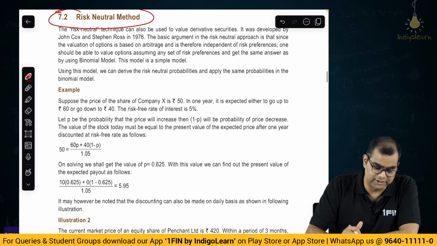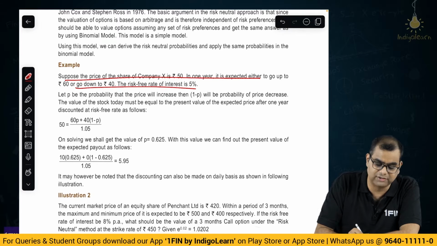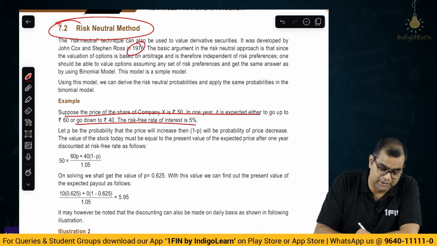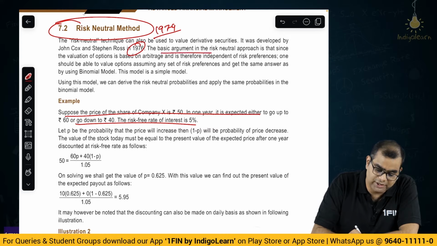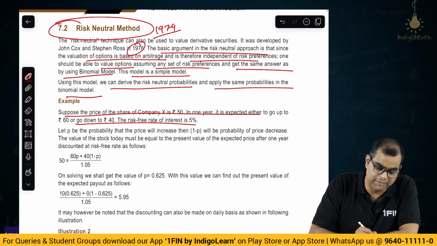Then the risk neutral method. In the risk neutral method, first, ICAI has made multiple blunders. This is not 1976, this is a 1979 paper. I will show you the paper also. The basic argument in the risk neutral approach is that since valuation is based on arbitrage, it is independent of risk preferences. One should be able to value options assuming any set of risk preferences and get the same answer as using the binomial model. This is a simple model. Using this, we can derive risk neutral probabilities and apply the same probabilities in the binomial model.